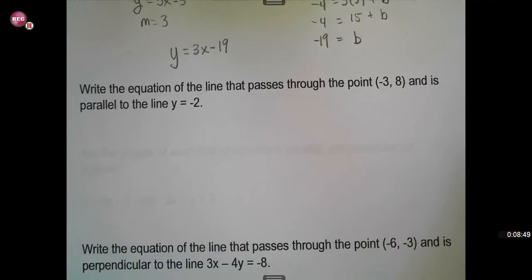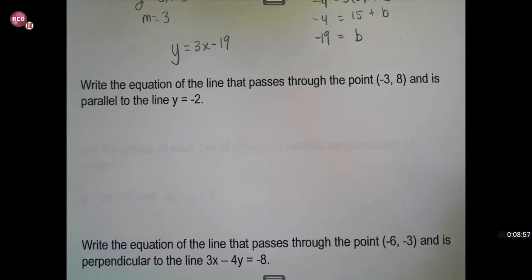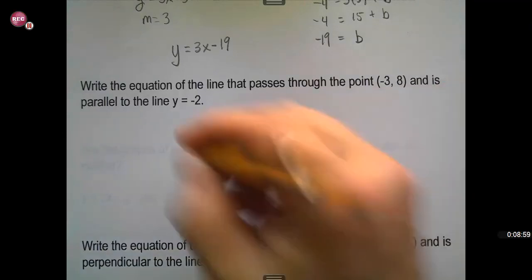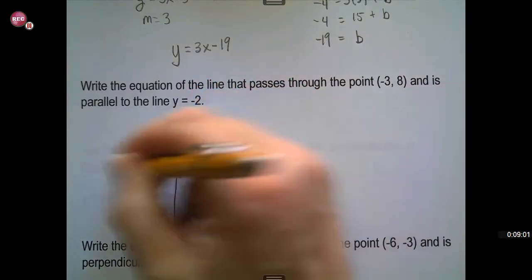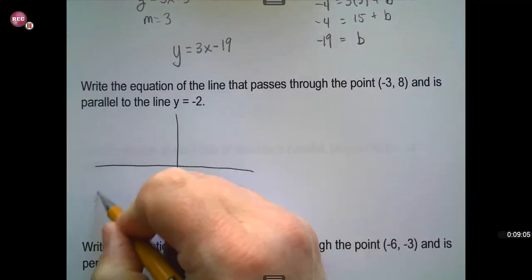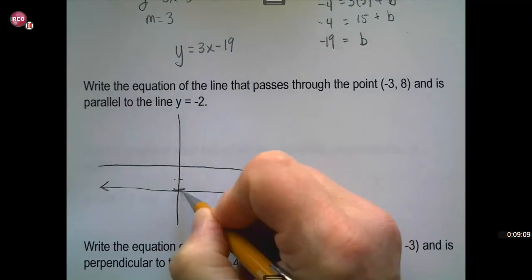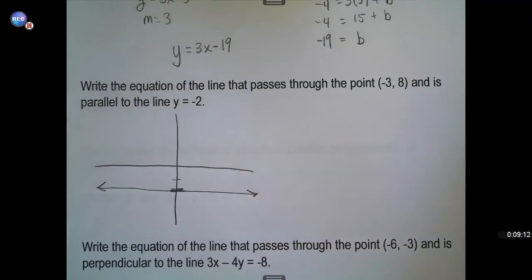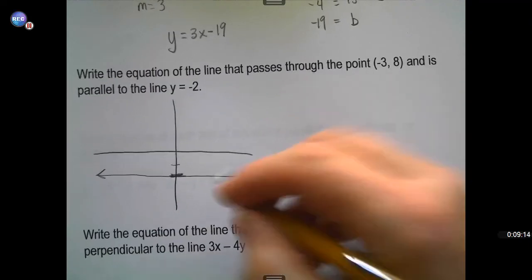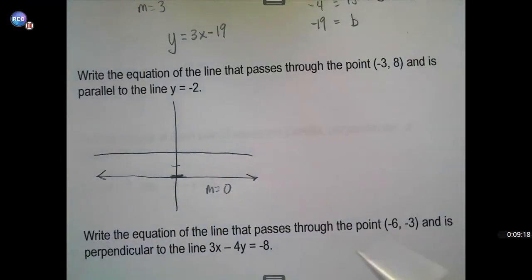Write the equation of the line that passes through the point (-3, 8), and is parallel to the line y equals -2. What in the heck does that mean? So if I look at a little picture, y equals -2 is this horizontal line, all right? The horizontal line through -2. And the slope of a horizontal line is 0, and we can go through all that stuff.